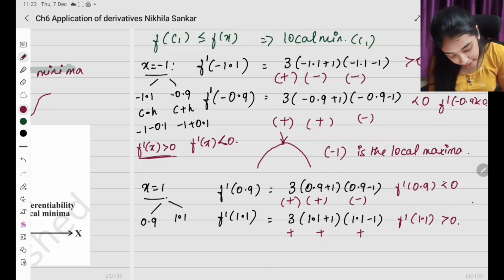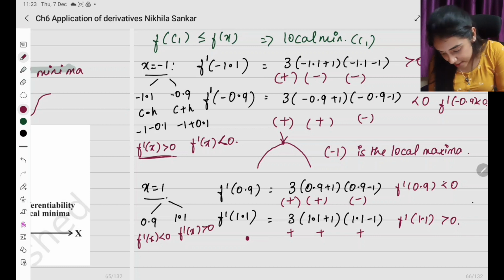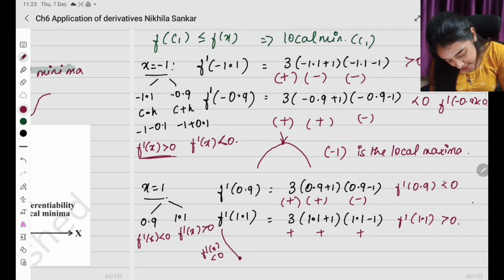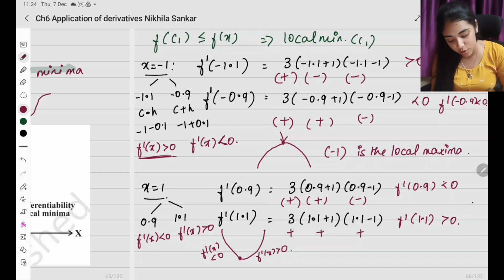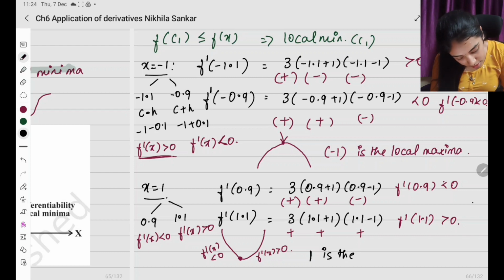So according to the diagram, on the left side f dash of x is going to be less than 0. On the right hand side, f dash of x is going to be greater than 0. So it is going to be a decreasing function. If this is the point, on the left f dash of x is less than 0, and on the right it's increasing. Correct? So f dash of x is going to be greater than 0. So this is called the point of local minima. So we have 1 is the local minima.